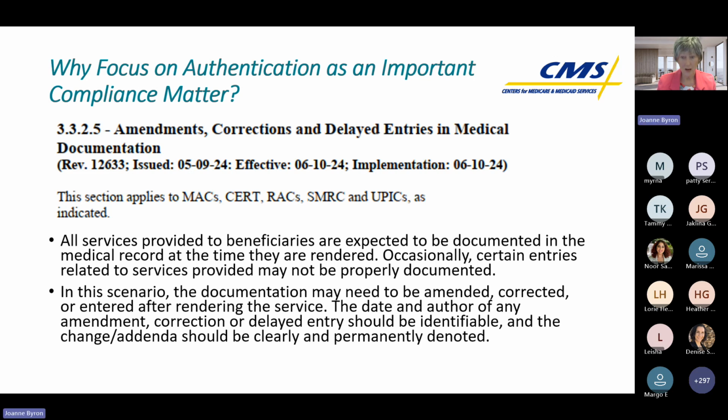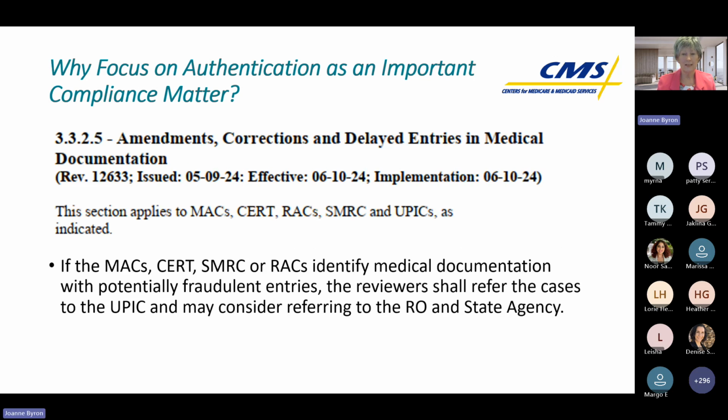You need to make sure that all of the notes are signed, dated, and if there are any changes, that they're clearly and permanently denoted in the record. If a record is not appropriately amended or corrected, CMS again directs the contractor to suspect a potential fraudulent entry and refer the case for further investigation. So as you can see, CMS really sets authentication standards for the healthcare industry, and a lot of other major payers adopt these guidelines as well.